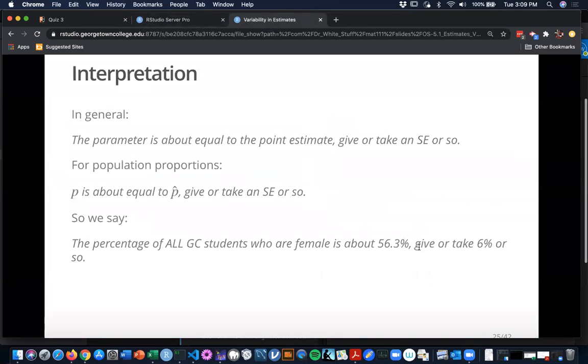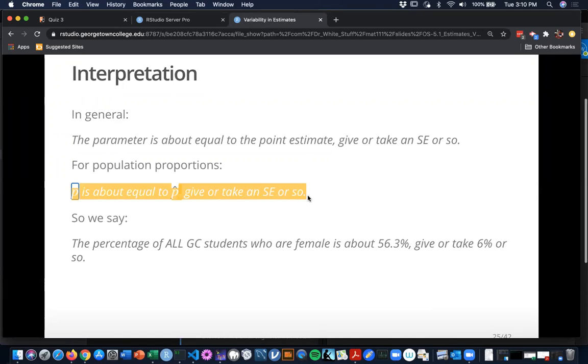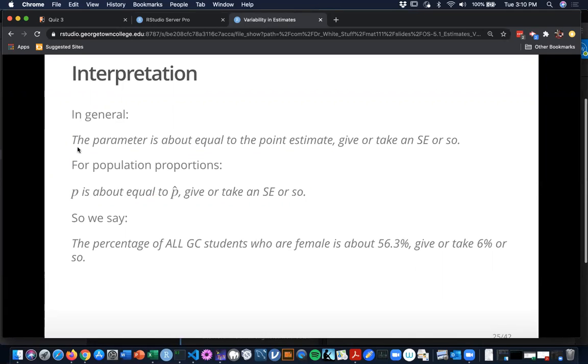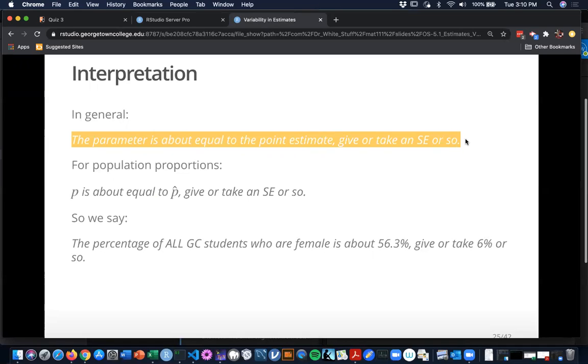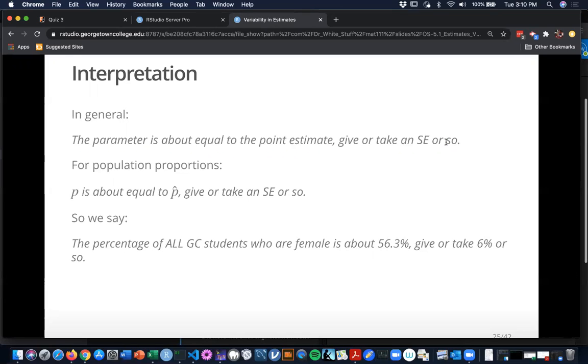And so what you can say to people is, all right, I don't know the proportion of all Georgetown College students who are female. I don't know the percentage of all Georgetown College students who are female, but I've got the sample. And based on my sample, I say that that unknown percentage is about 56.3%, give or take 6% or so. So you're just saying the unknown p is about p hat, give or take a standard error or so. That's how you're always going to think about it. The unknown parameter is about equal to the point estimate, give or take a standard error or so. So it's really a lot like talking about means and standard deviations from way back.